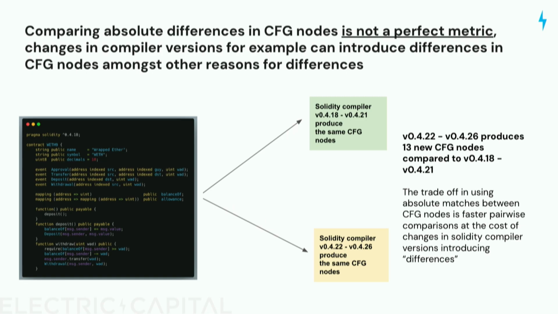However, comparing absolute differences in CFG nodes is not a perfect metric. For example, changes in compiler versions can introduce differences in CFG nodes, amongst other reasons for differences. If you were to use the Solidity compiler 0.4.18 to 0.4.21, you would have the same set of CFG nodes, but using 0.4.22 to 0.4.26, you would introduce 13 new CFG nodes compared to 0.4.18. That's roughly 13% of the CFG nodes for the WETH contracts. So there is a trade-off in using absolute matches for fingerprinting CFG nodes, which we view as a good trade-off at the moment because it results in faster pairwise comparisons at the cost of handling some of this drift in compiler versions over time.